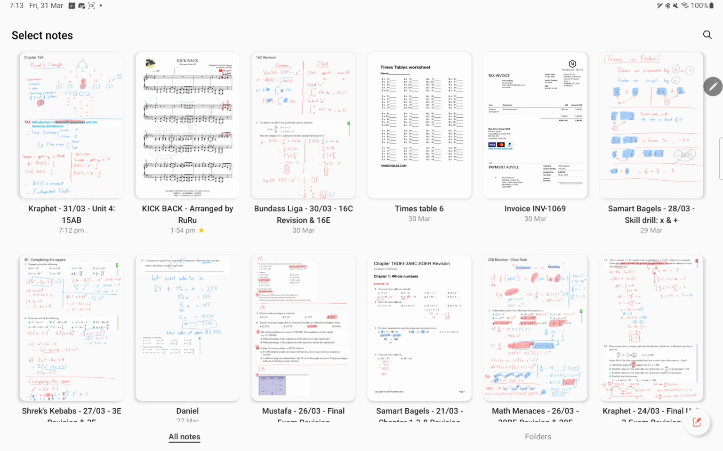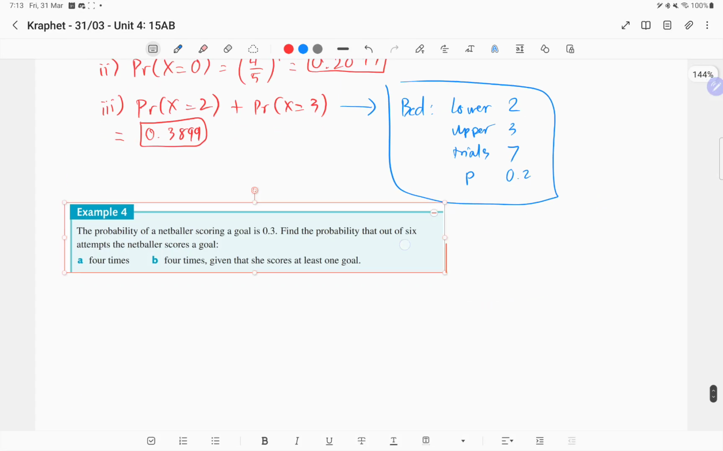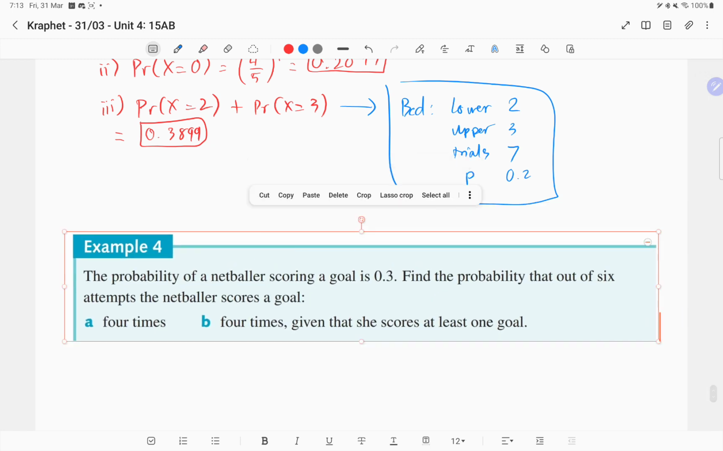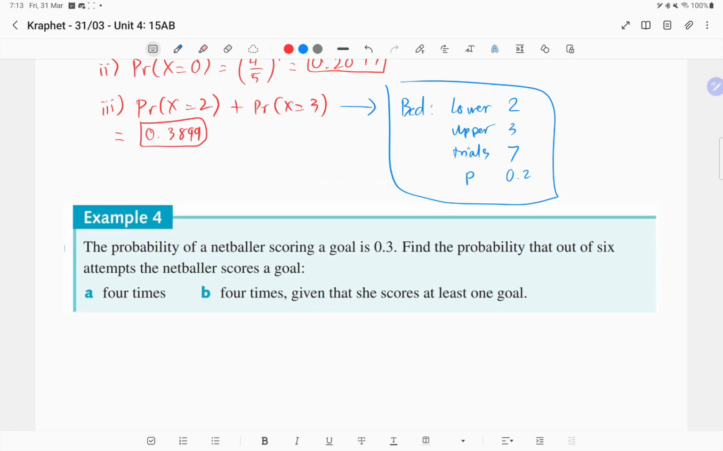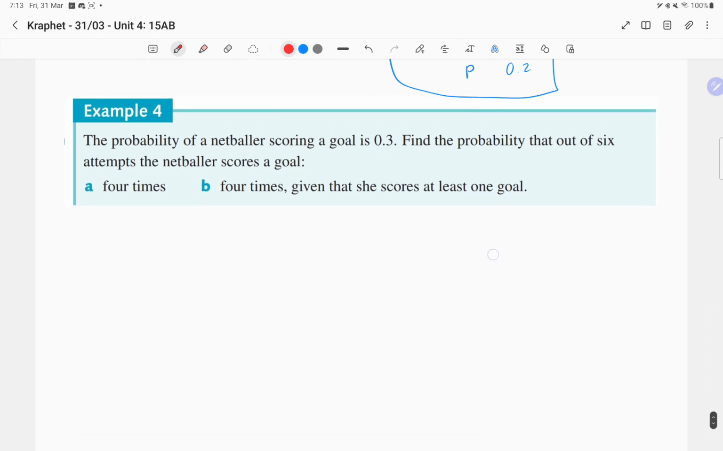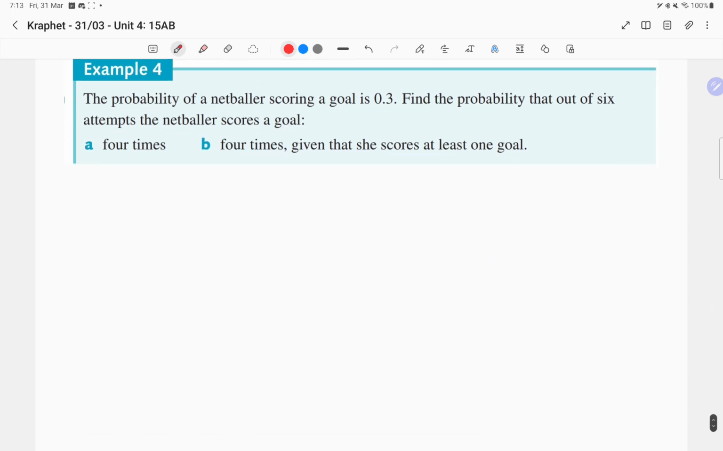Conditional probability is arguably one of the hardest things to get in the probability topic at high school level. So reading this, let's read this question. The probability of the netball player scoring a goal is 0.3, easy. P equals 0.3. Out of 6, that just means n equals 6. The first one, they score the goal 4 times, easy. That's P(X = 4).